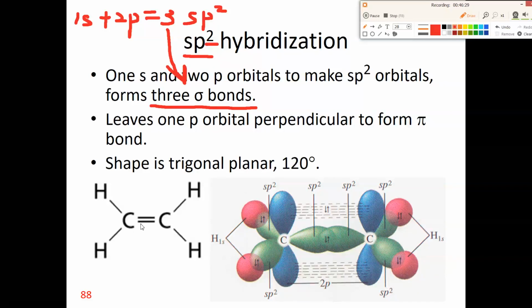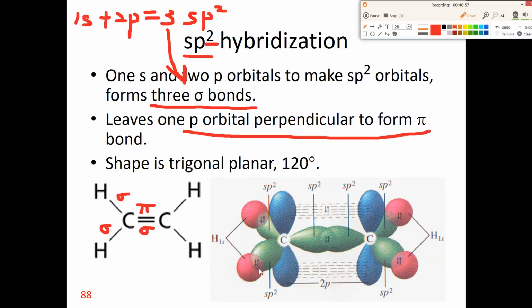So this one is sigma, this one is sigma, this one is sigma. This double bond is one sigma plus one pi. We talked about this earlier in the section, so you need to recall this one. This is a double bond, one sigma, one pi bond. So where does the pi bond come from? This pi bond comes from the p orbital perpendicular to the plane.